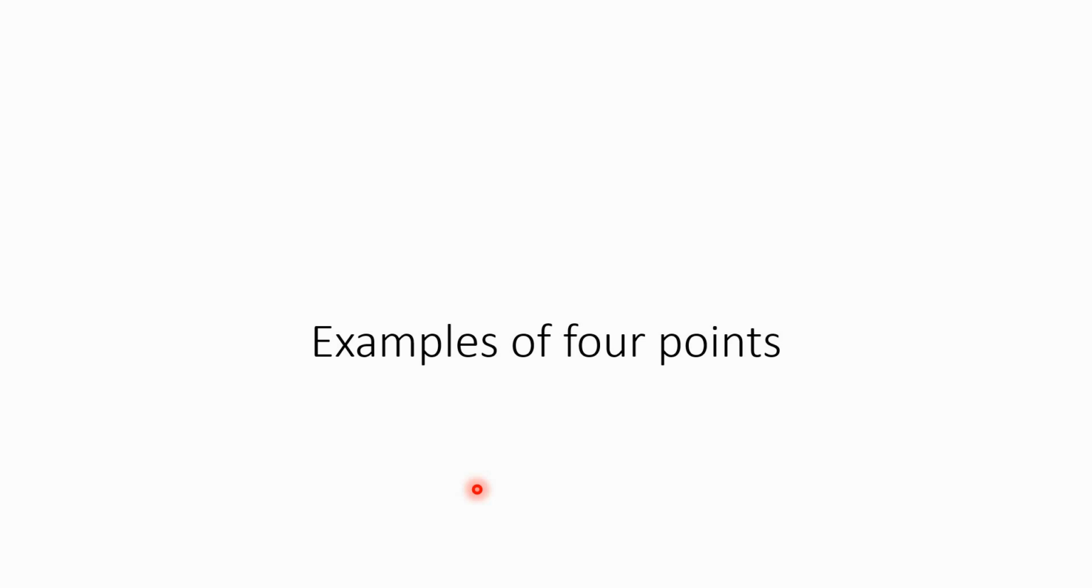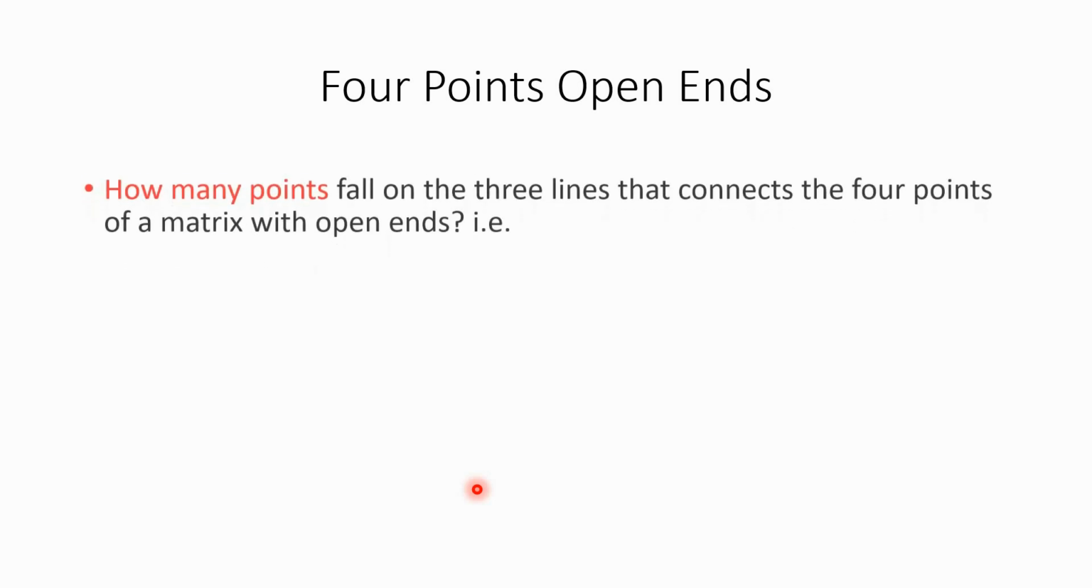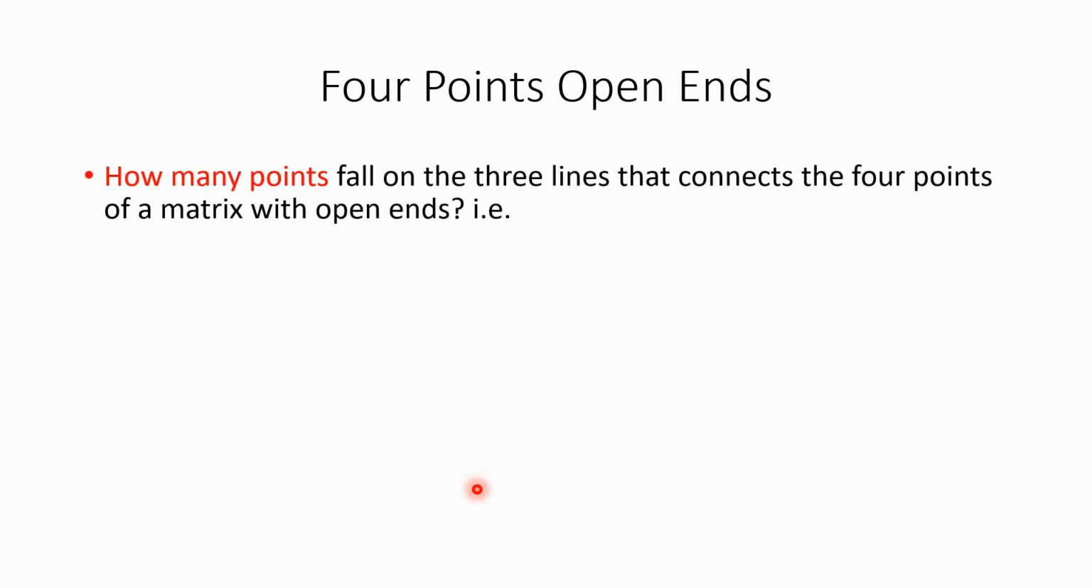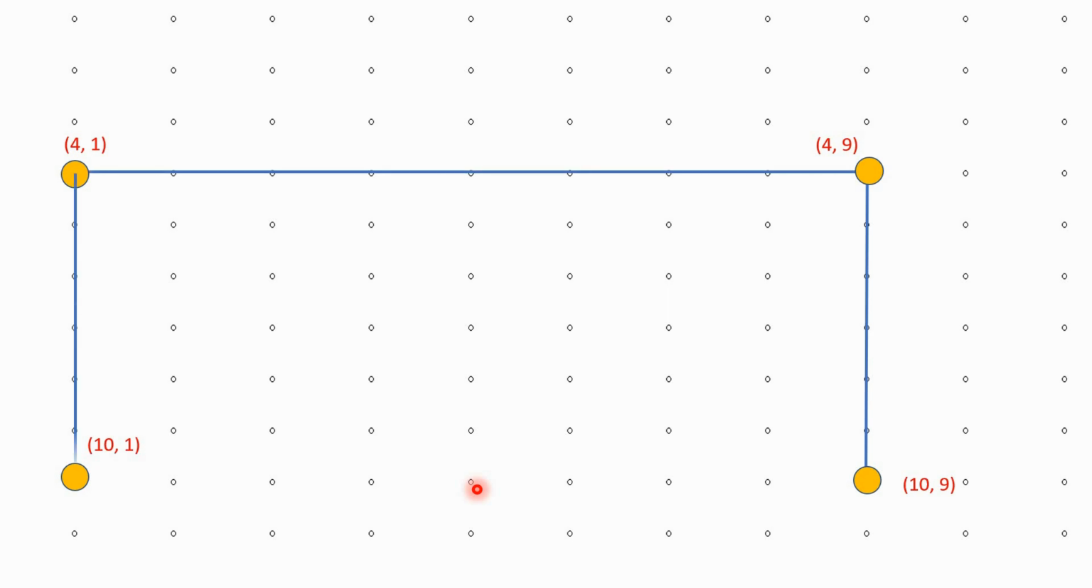Examples of 4 points. 4 points with open ends, for example. How many points fall on the 3 lines that connect the 4 points of a matrix with open ends? For example, from 10, 9 to 4, 9, then to 4, 1, and then to 10, 1. For example, your first point is at 10, 9, second is at 4, 9, third one at 4, 1, and fourth point is at 10, 1.